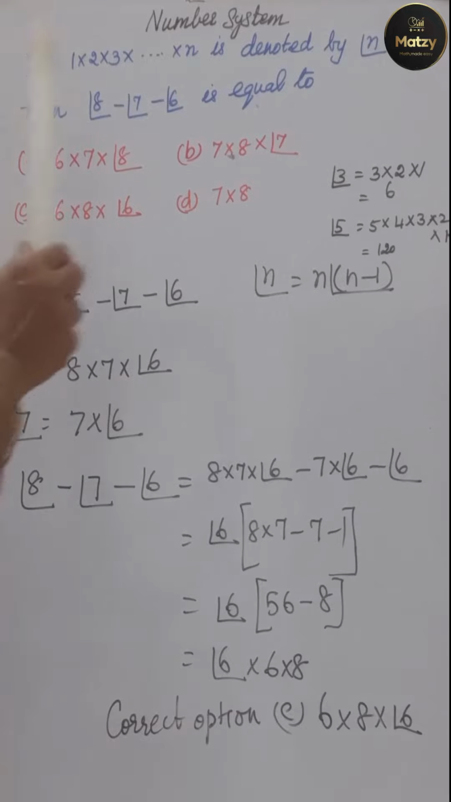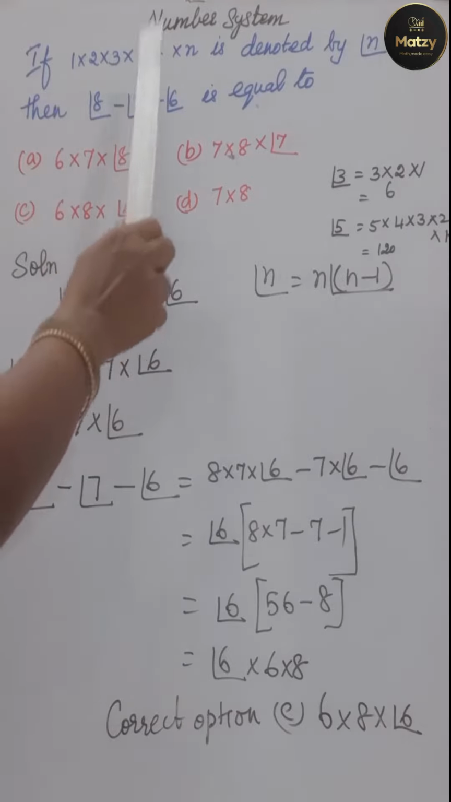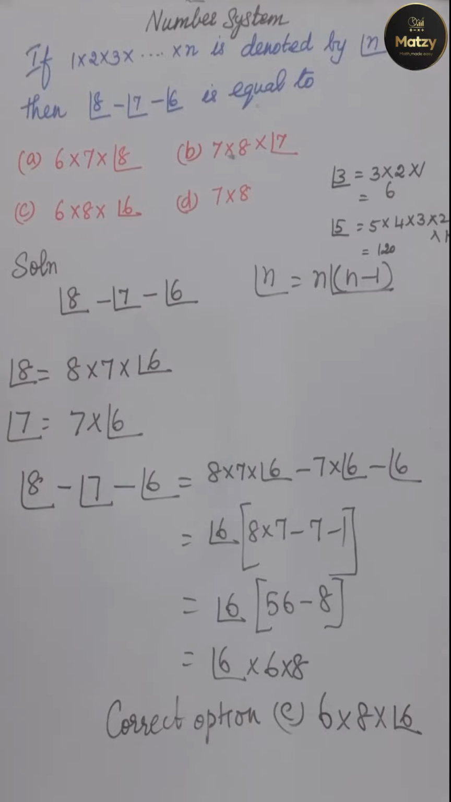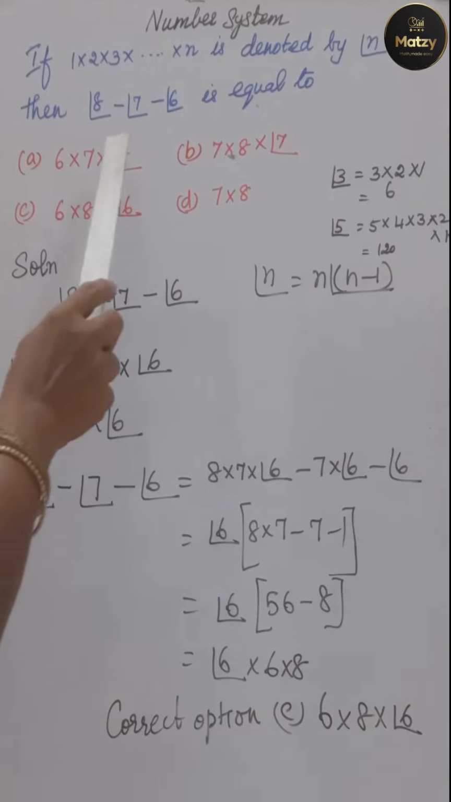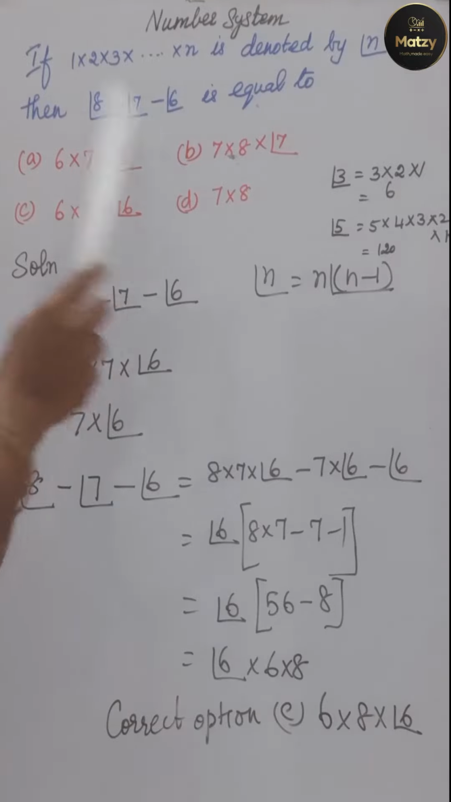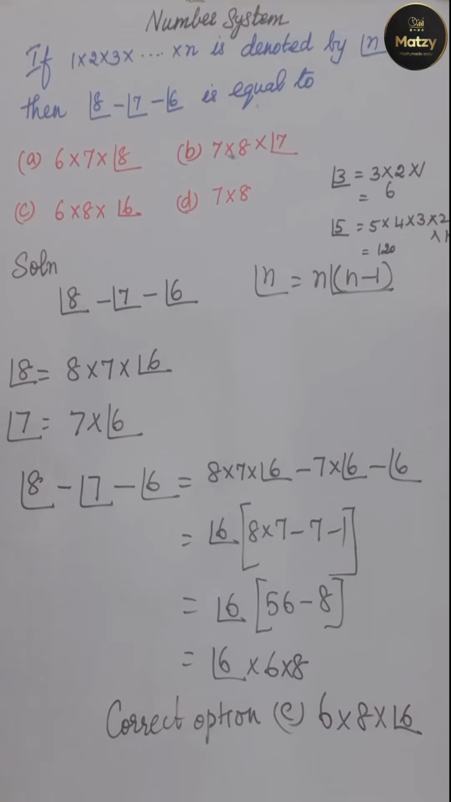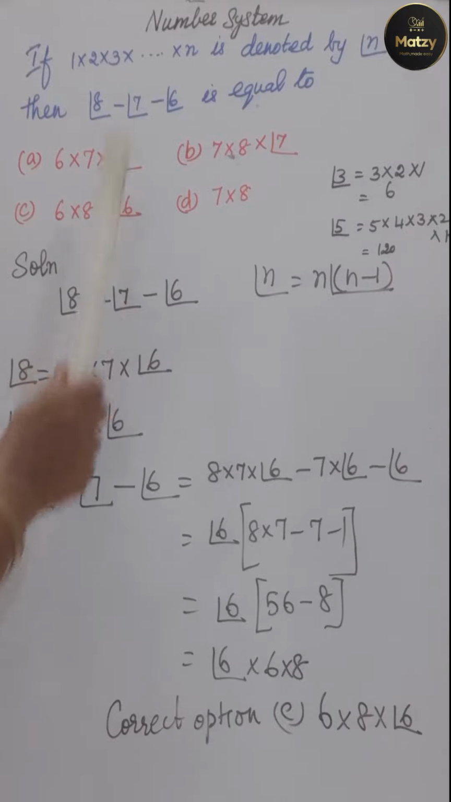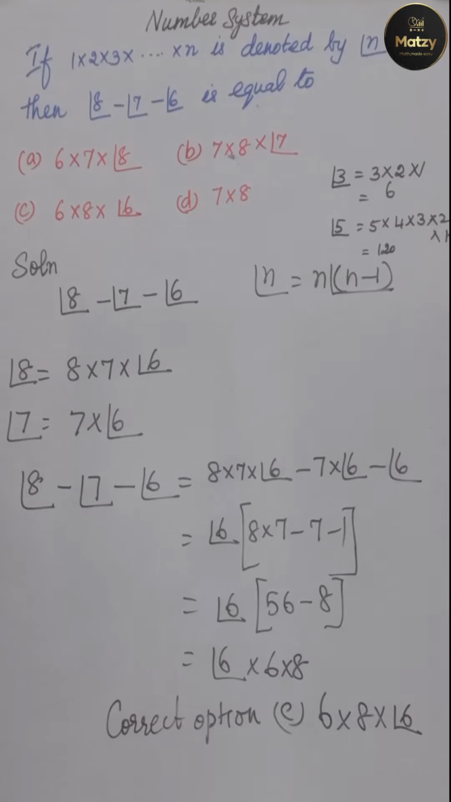We will see the question first. If 1 into 2 into 3 up to n is denoted by n factorial, here itself the definition is given, then 8 factorial minus 7 factorial minus 6 factorial is equal to dash. That is the question. 4 options are given. See, first one is 8 factorial. I have written. Then 7 factorial minus 6 factorial.